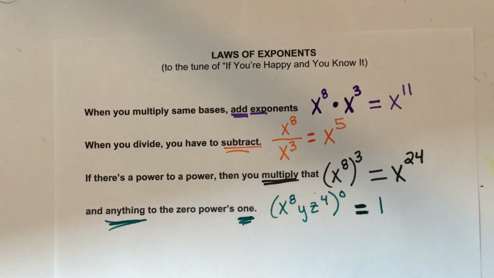When you multiply same bases, add exponents. When you divide, you have to subtract. If there's a power to a power, then you multiply that, and anything to the 0 power is 1.